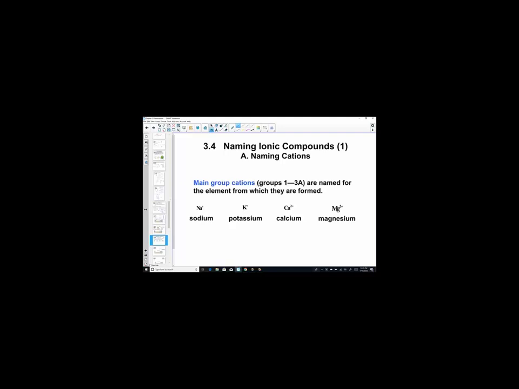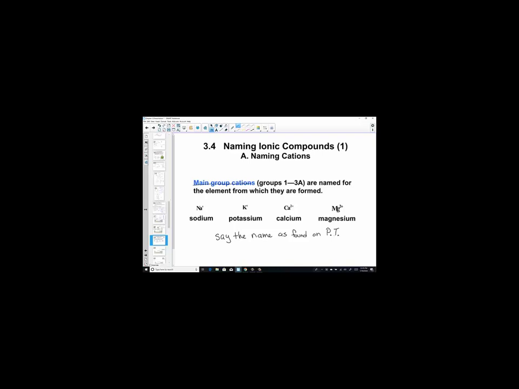When we name ionic compounds, those main group elements are simply named for the ions that they stand for. Say the name of the element. Positive ions do not get changed. We just simply say the name of the positive ion.